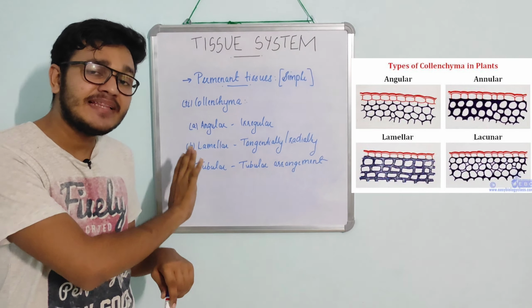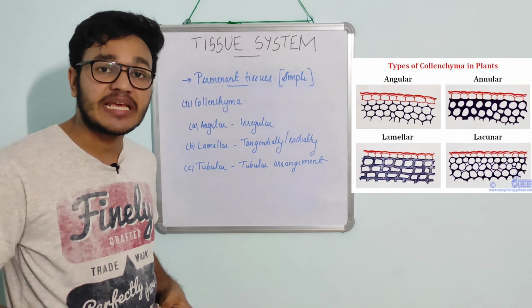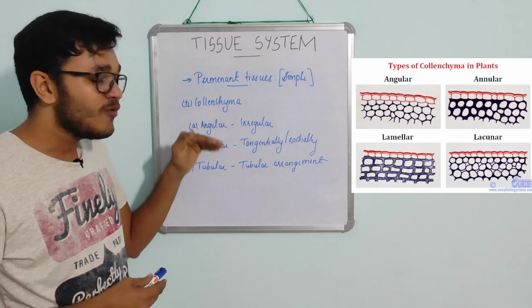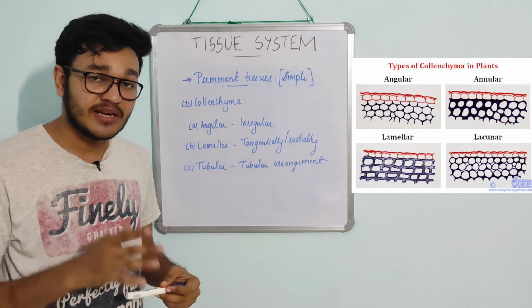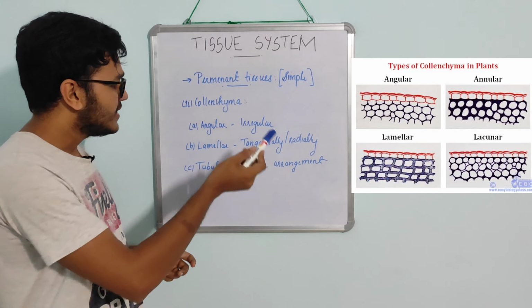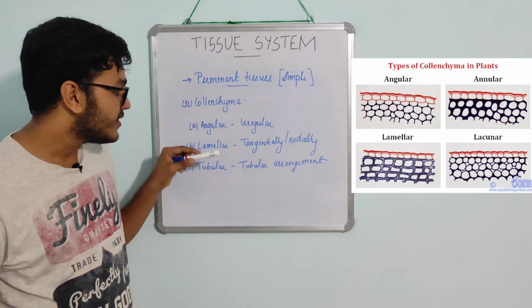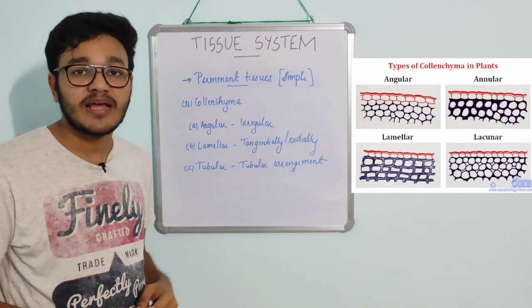The difference is mainly in the arrangement of cells and also thickening of the cell wall. Now the first one is angular type, in which the cells are irregularly arranged. There is no intercellular spaces, but the cells are arranged irregularly. The second one is lamellar type, in which the cells are arranged tangentially or radial arrangement.